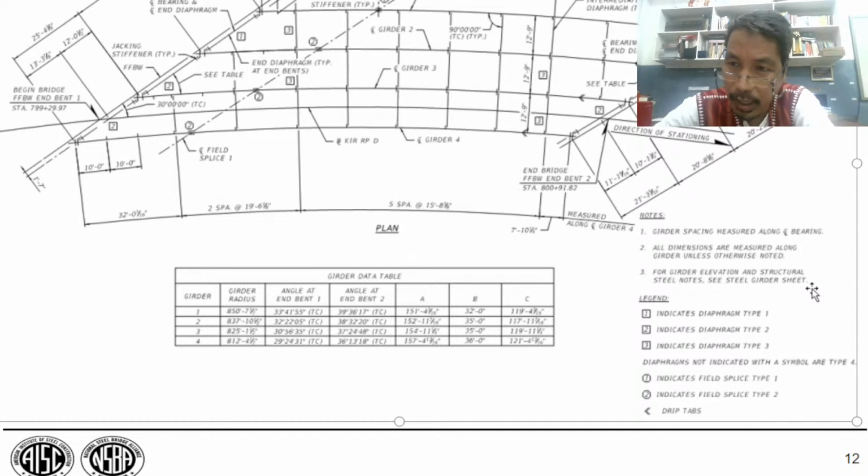Okay, so how to put it up, at what elevation? There is a steel girder sheet. Okay, legend. So again, this is the indicator of diaphragm type 1, type 2, and type 3 using the rectangle with numeral values of 1, 2, and 3 respectively. Diaphragms not indicated with the symbol are type 4. So if the diaphragms don't have any symbol, they are type 4. This one indicates field splice type 1 and this next one indicates field splice type 2. Then this indicates drop tabs.